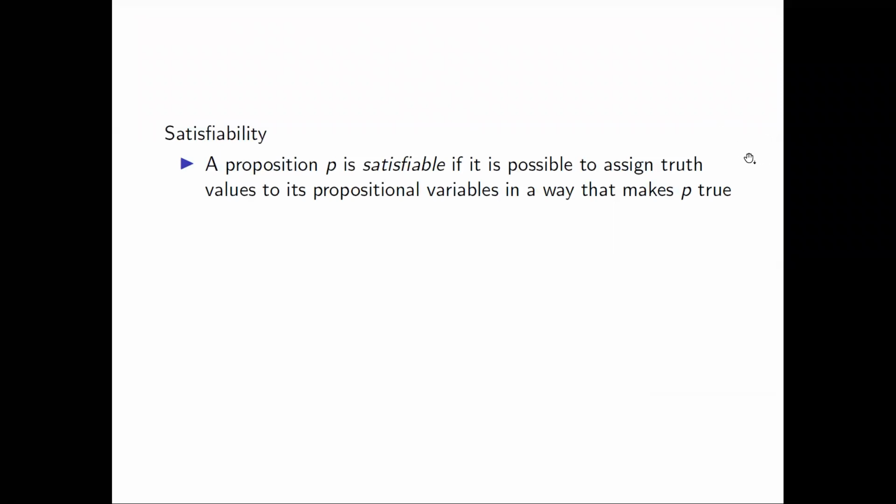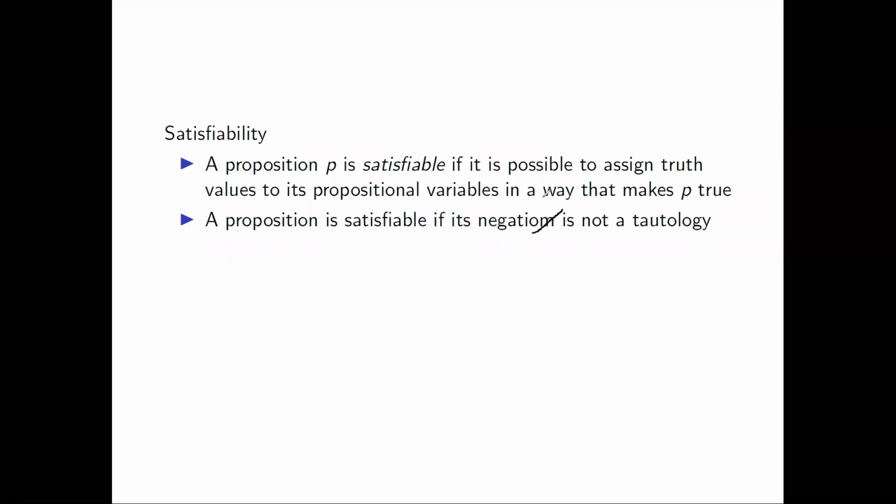And now we're going to look at one more term. And this term is satisfiability. And this is another term about a single proposition, P. We say that P is satisfiable if it's possible to assign truth values to its propositional variables in a way that makes P true. And one thing we can note about the definition is that a proposition is going to be satisfiable if its negation is not a tautology.